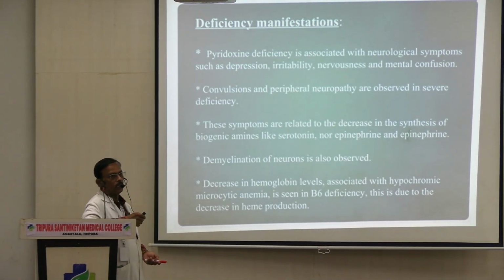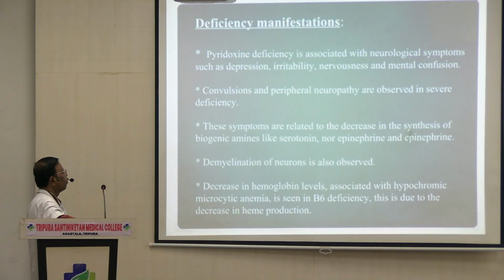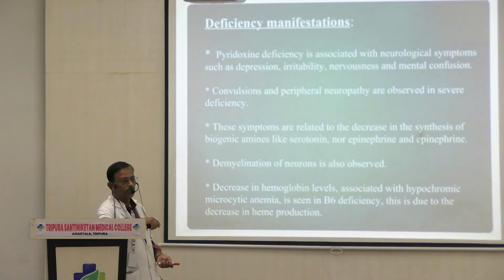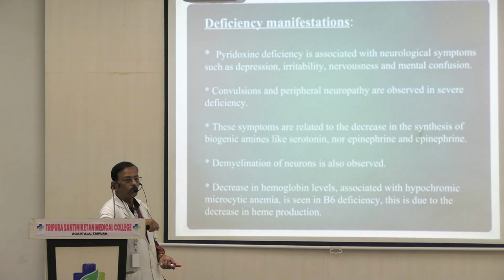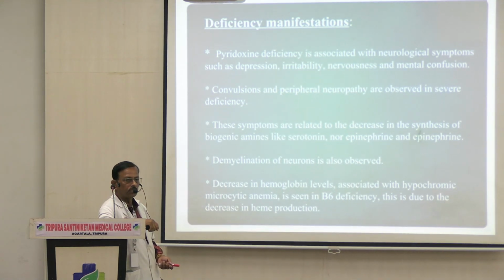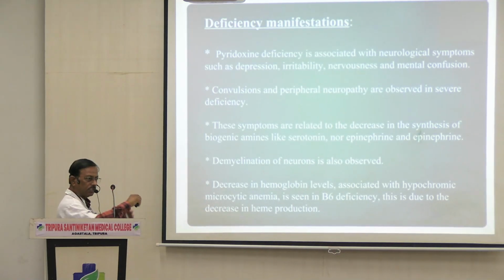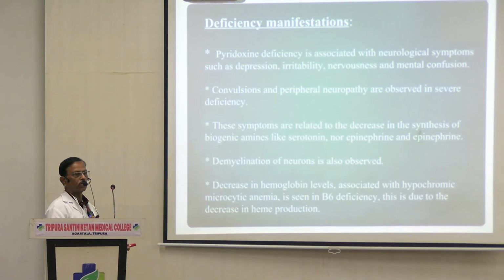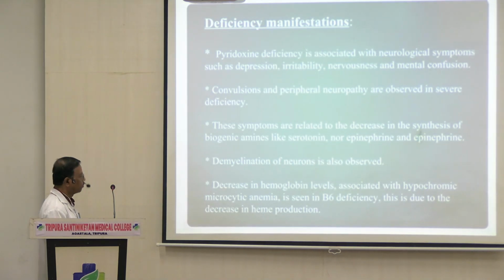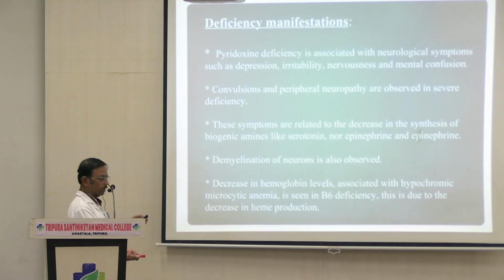These are because of the deficient synthesis of the neurotransmitter serotonin. Okay. Now, convulsion and peripheral neuropathy are observed in severe deficiency. This is because of deficient gamma-aminobutyric acid synthesis. This is an inhibitory neurotransmitter. So, deficiency of this neurotransmitter will cause excitation in the body. That excitation is expressed as convulsion.